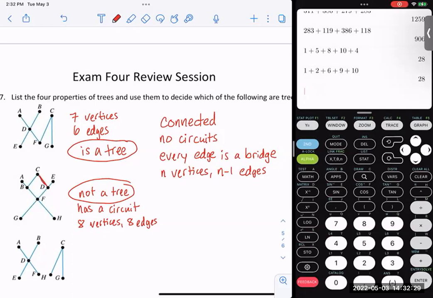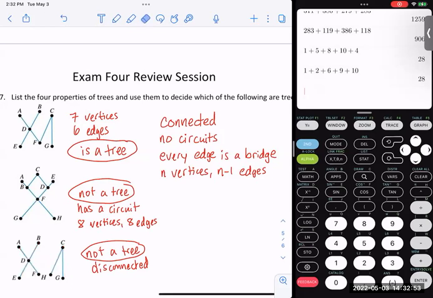Anything we notice on that last one? It's not connected. That's usually an easy one to spot. So it's not a tree because it is disconnected. So just the fact that this part of my graph is separate from this part is what would do it here.